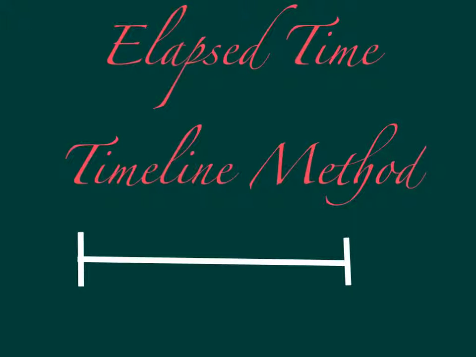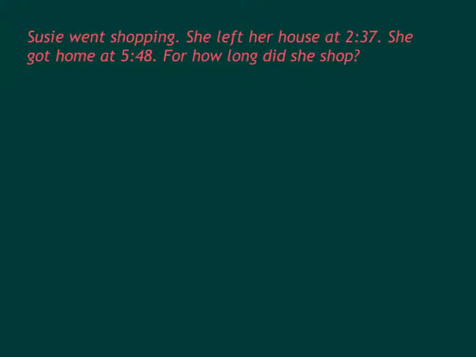In this lesson, you will learn about how to find elapsed time, the time that has passed, using the timeline method. As you can see, we draw a timeline. So we have a beginning time and an end time. Let's look at our first example of a problem.